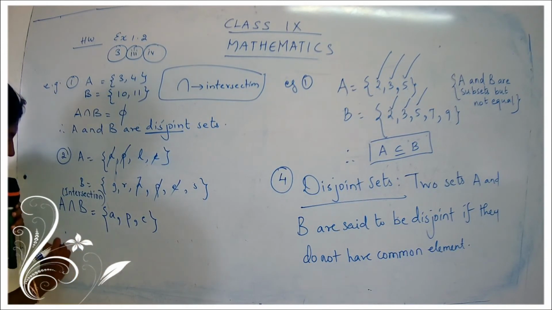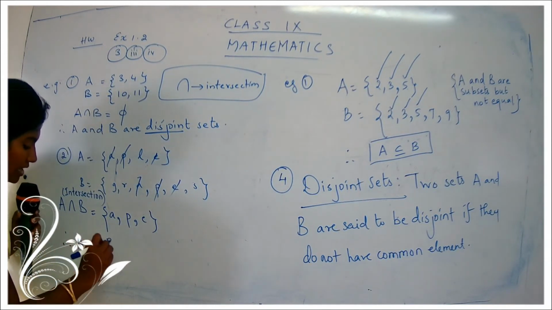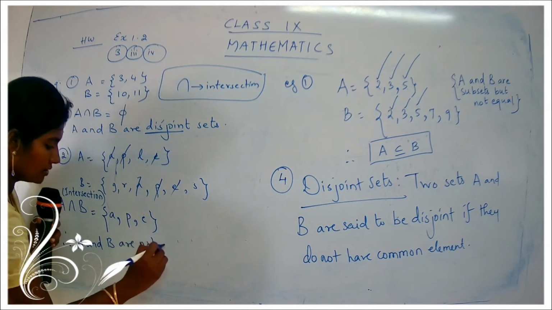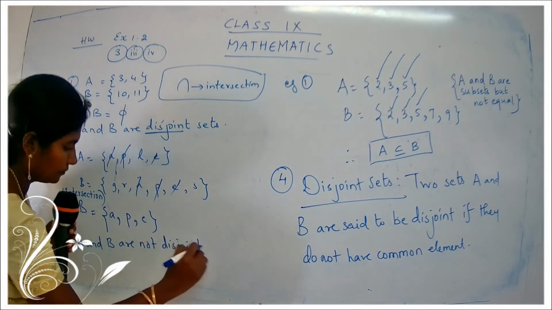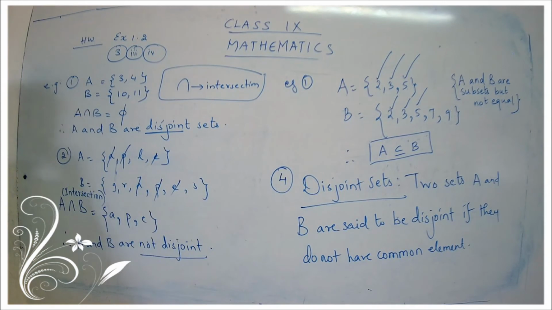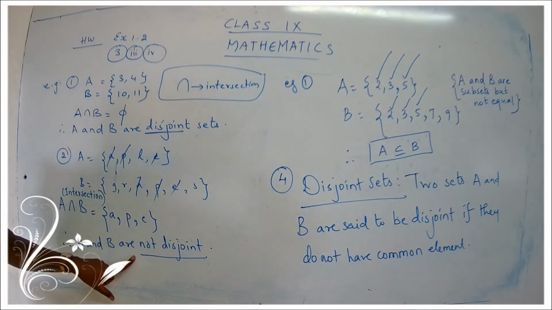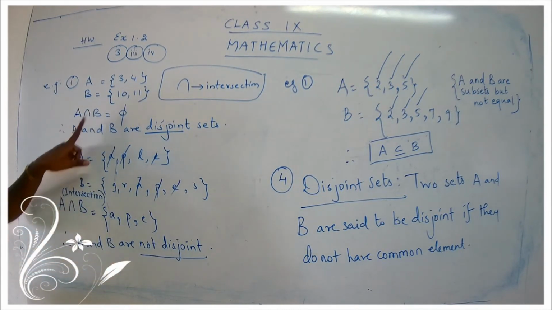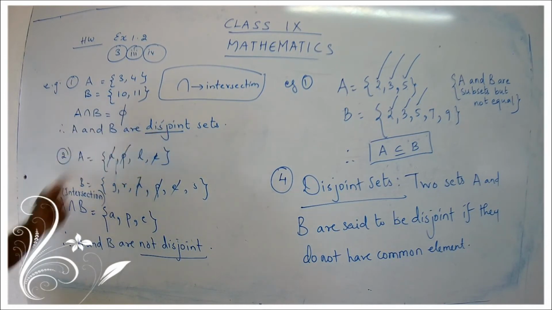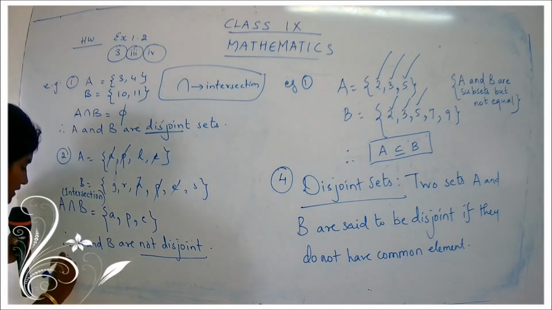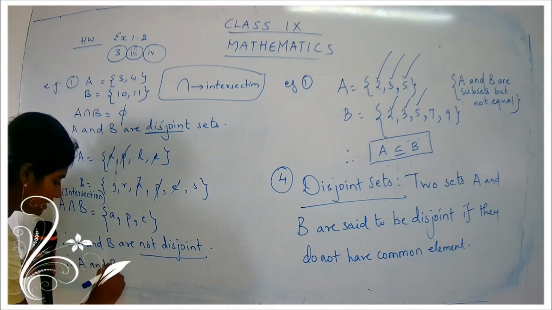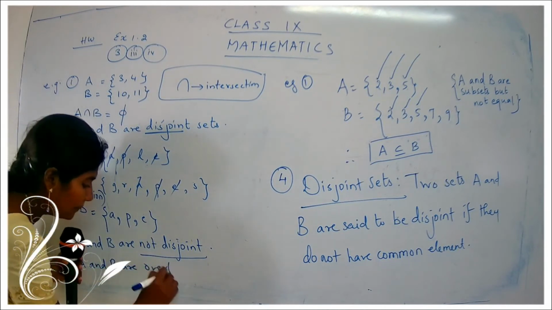You say, therefore, A and B are not disjoint, because you are having some intersection. What is the intersection? A, P, E is common. So when you have something common, you have to say that they are not disjoint. When you are having empty, you have to say disjoint. And what do you call this set? Therefore, A and B are overlapping sets.